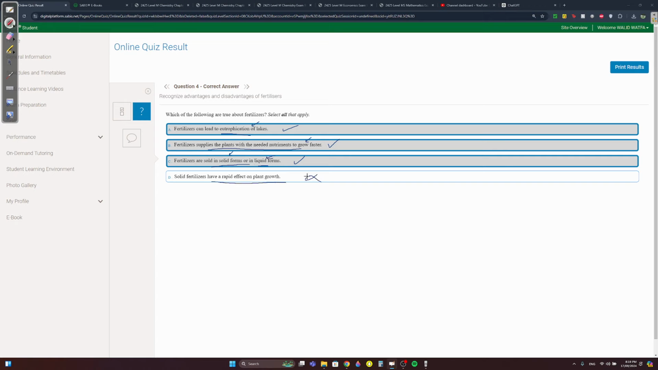Does it have a rapid effect? No. It makes a difference, it's like a catalyst, but it's not rapid. It's not that quick.